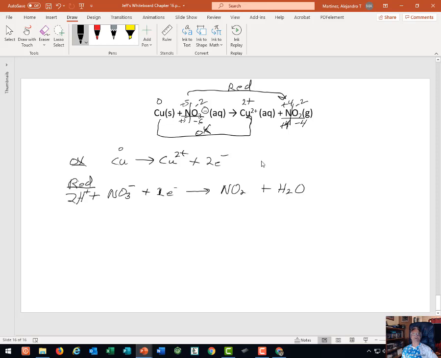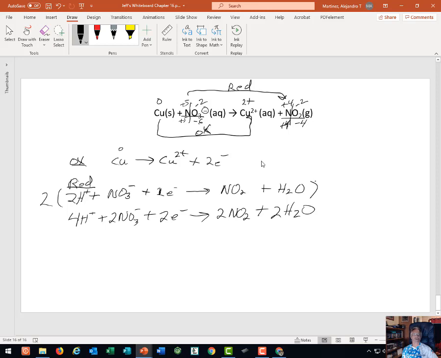What I need to do now is what I did before, I need to get the number of electrons the same. I have 2 electrons for the oxidation half, only 1 electron on the reduction half, and so this entire reduction half reaction needs to be multiplied by 2. So that's going to give me 4 hydrogens plus 2 nitrates plus 2 electrons, and that's going to make 2 nitrogen dioxides plus 2 water molecules.